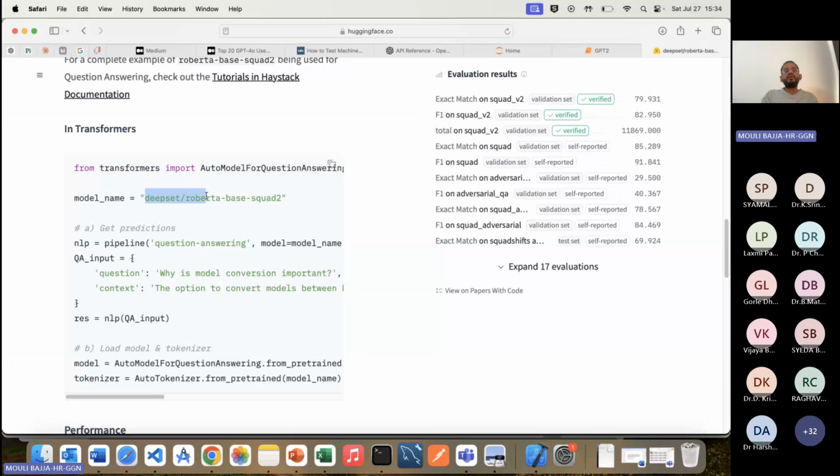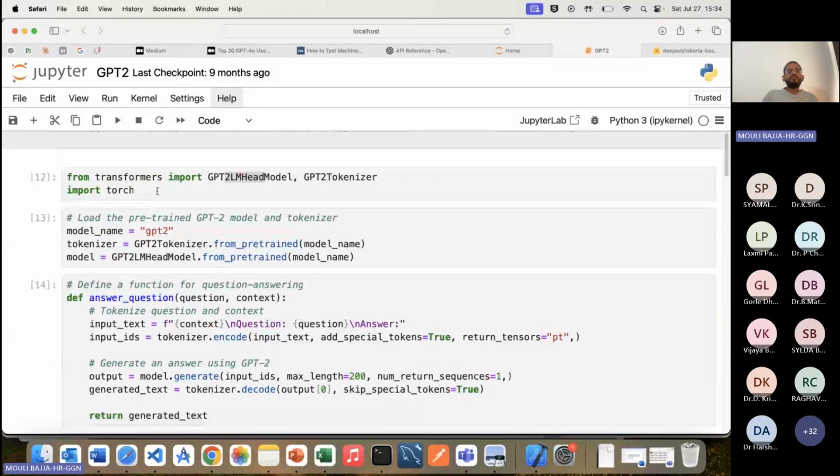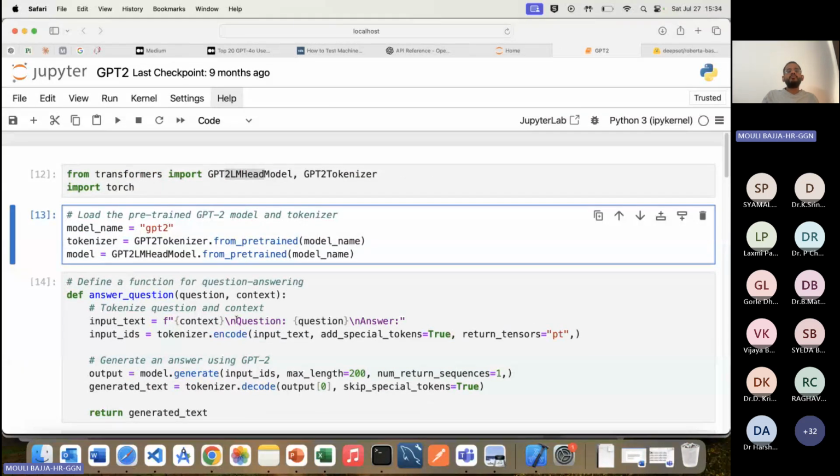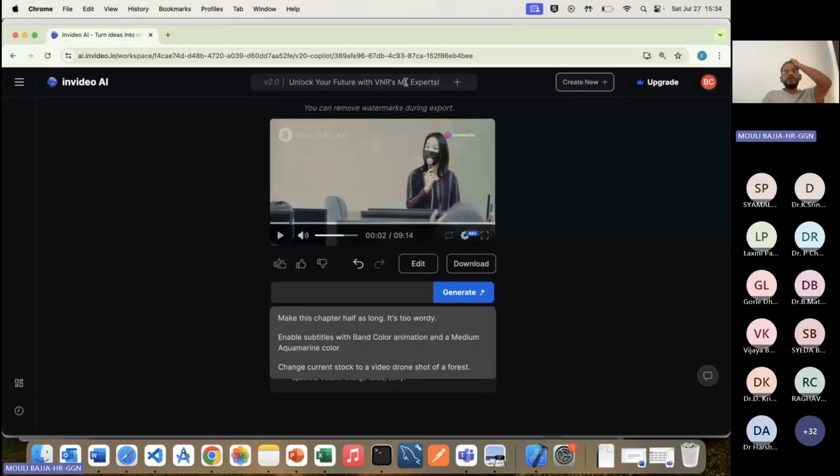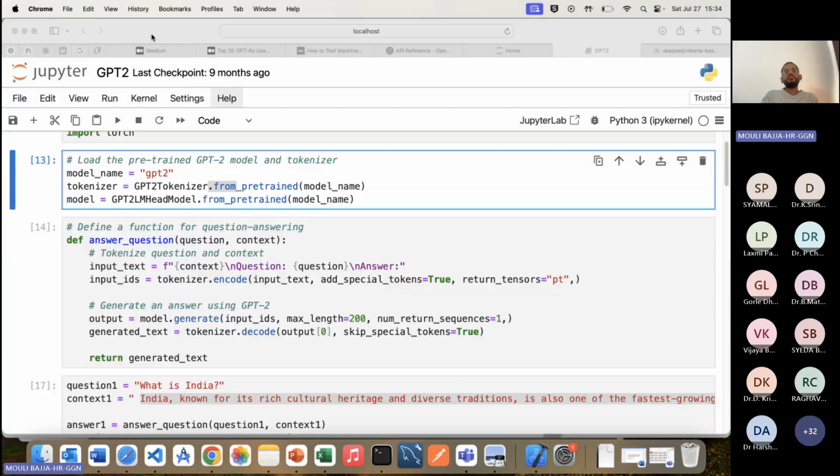This is the model name, deepset Roberta, and the way we ran GPT-2 here as an example, you go change this model name, however they want to call the data, they have provided here, utilize and move and utilize it.